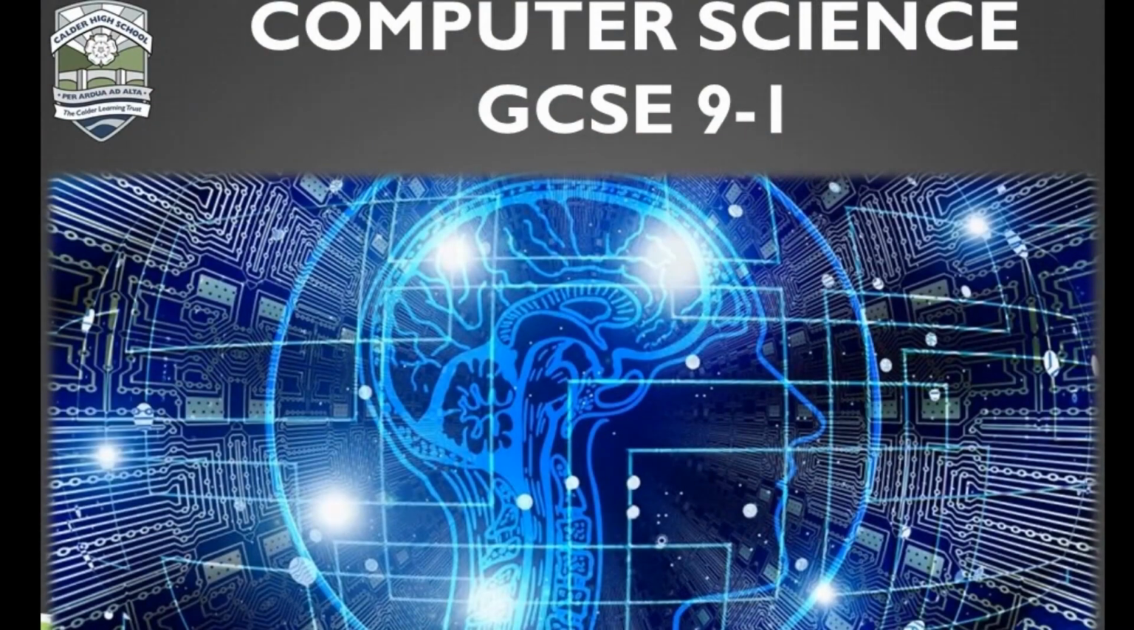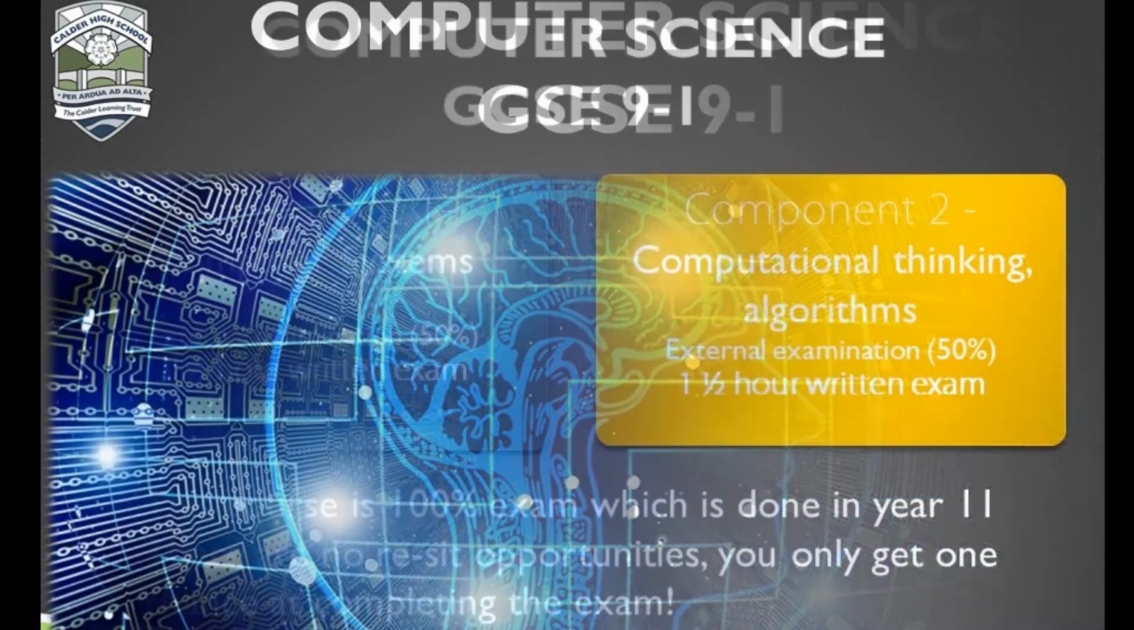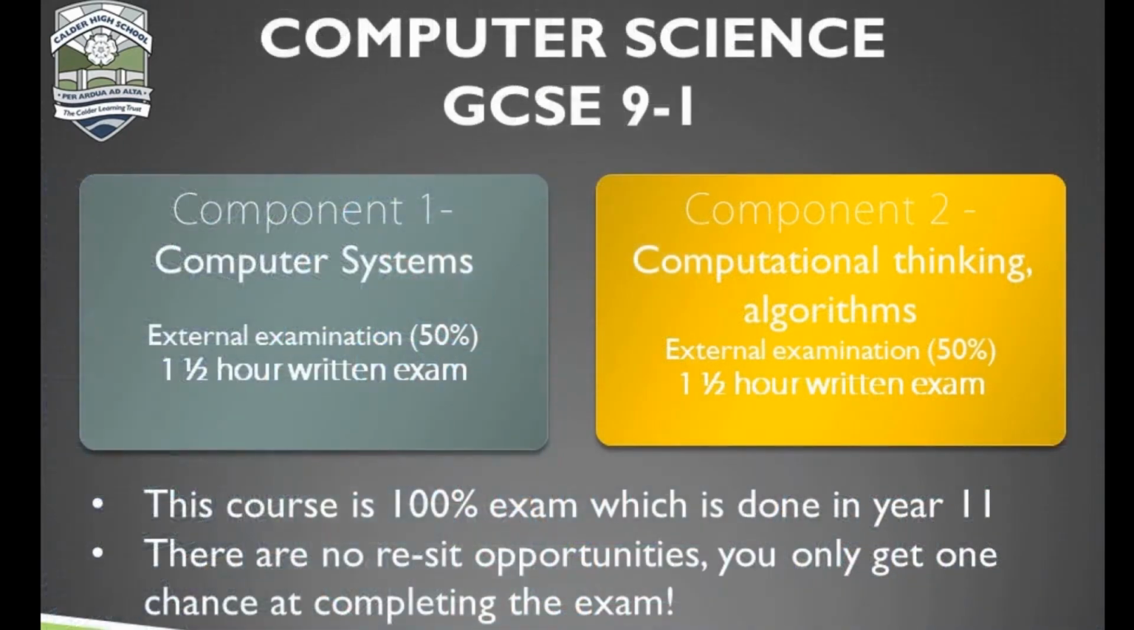So the course is made up of two components. Component 1, which is Computer Systems, and Component 2, which is Computational Thinking and Algorithms. Both components are assessed in written exams of 1.5 hours. The course is 100% exam, which is done in Year 11 with no chance of a resit.